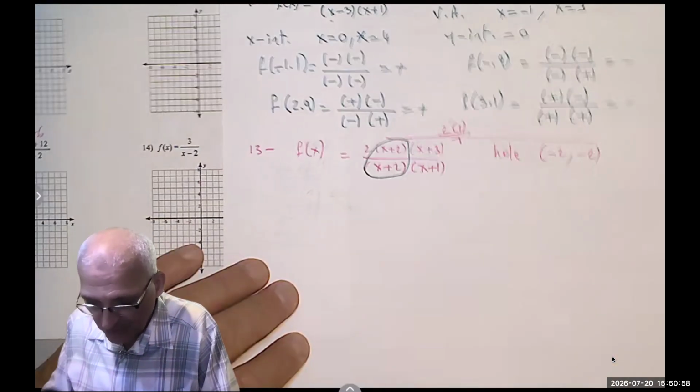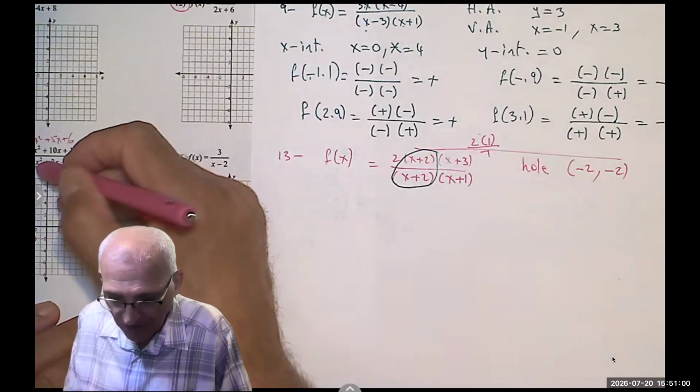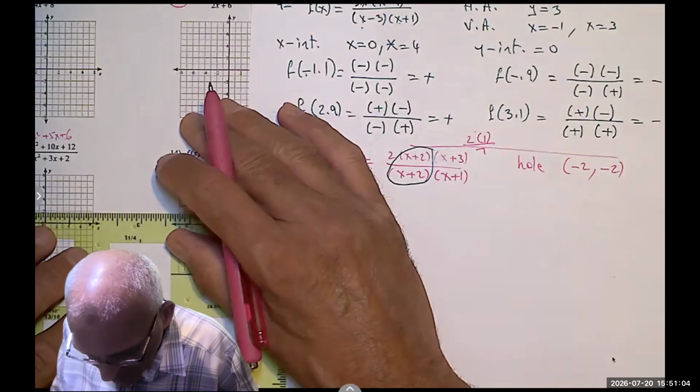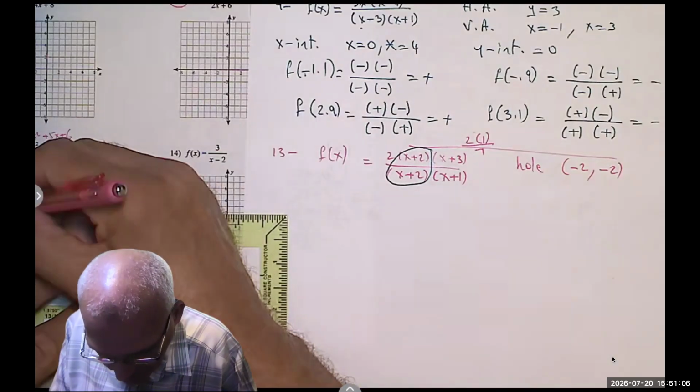Let's look at the asymptotes. 2 over 1 is 2, so at y equals 2, there is a horizontal asymptote.